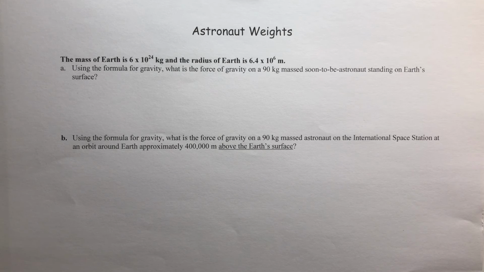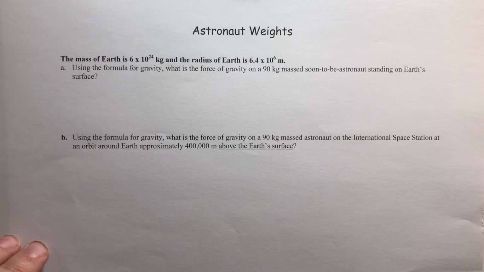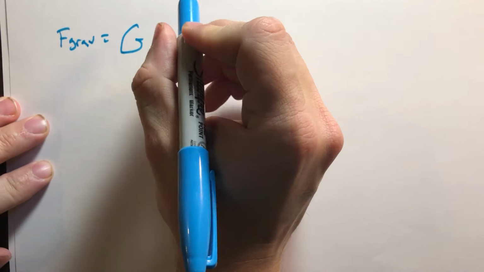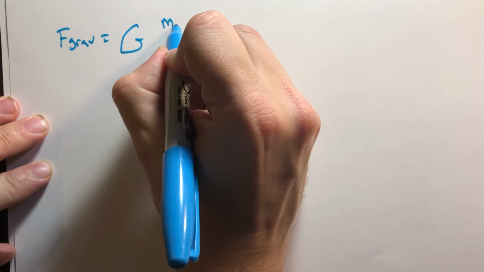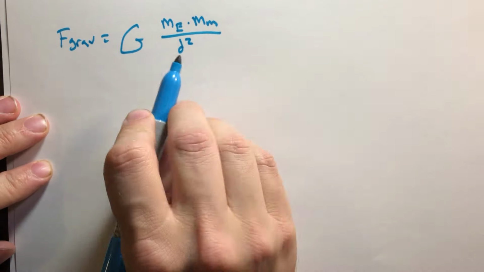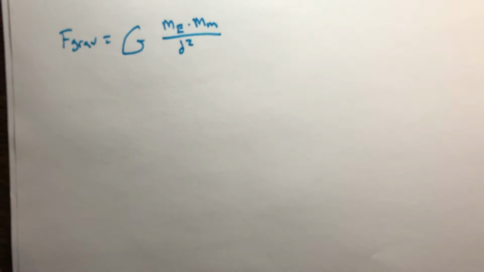We know the mass of the Earth is 6 times 10 to the 24th kilograms, and its average radius is 6.4 times 10 to the 6 meters. So first part, we're going to use the formula for gravity and find the force of gravity on a 90 kilogram man standing on Earth's surface. Now, if you remember, the equation is the force due to gravity equals big G, the big constant, mass of the Earth times mass of the man divided by the distance between them, squared. Now be careful, this is distance from the center of the Earth, not from the surface.